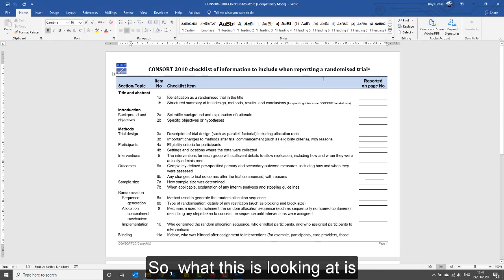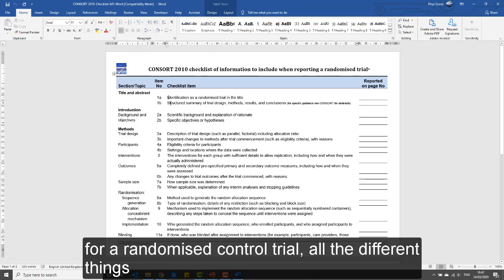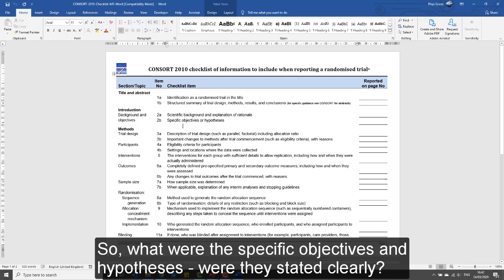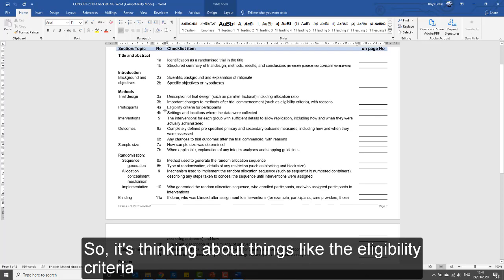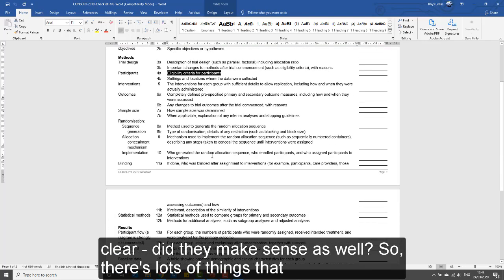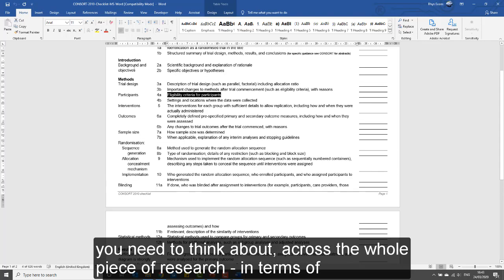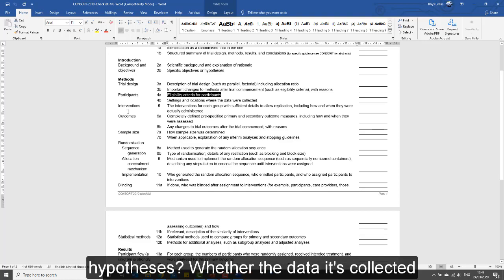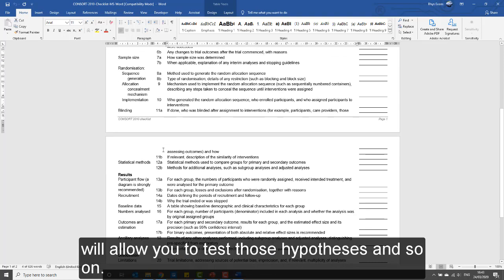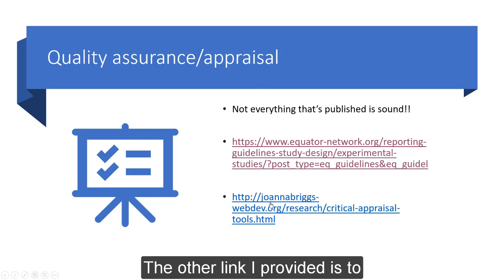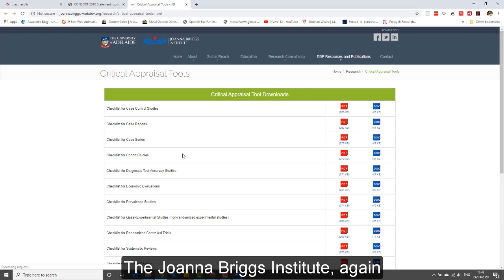So what this is looking at is, for a randomized controlled trial, all the different things that are markers of good quality. So what were the specific objectives and hypotheses? Were they stated clearly? It's thinking about things like the eligibility criteria. Were the inclusion-exclusion criteria clear? Did they make sense as well? So there's lots of things that you need to think about across the whole piece of research in terms of its rationale, how it's specified, its hypotheses, whether the data it's collected will allow you really to test those hypotheses and so on. The other link I provided is to the Joanna Briggs Institute.